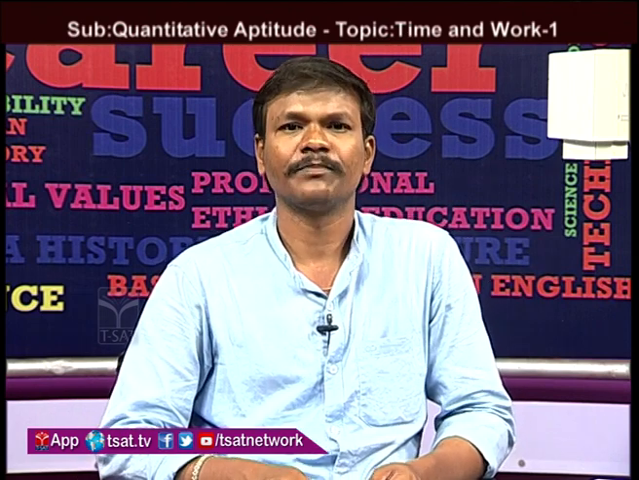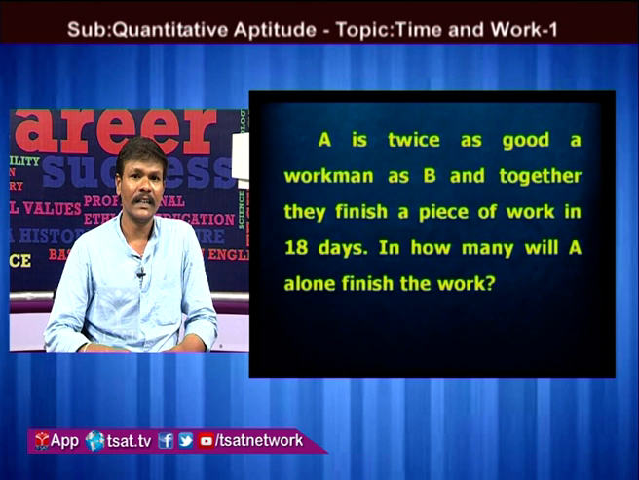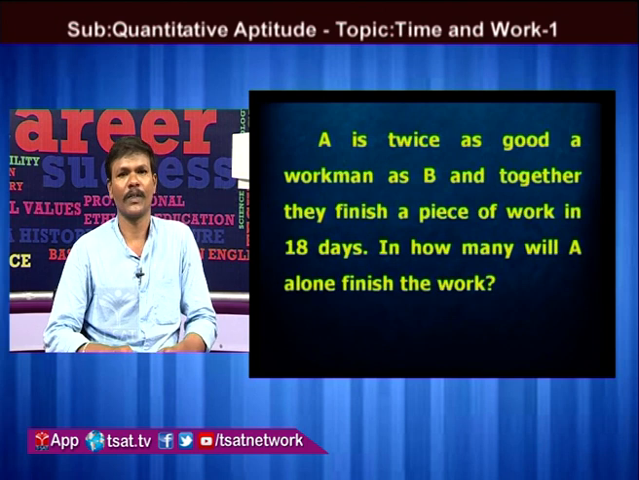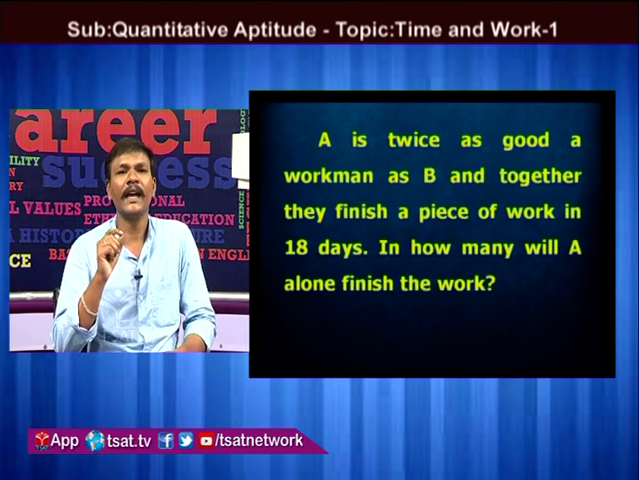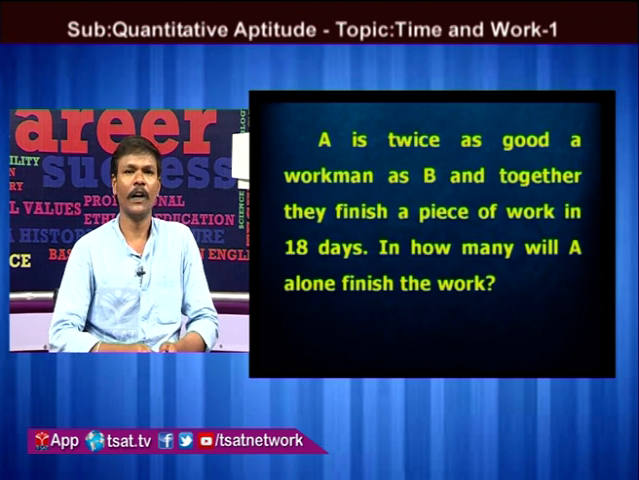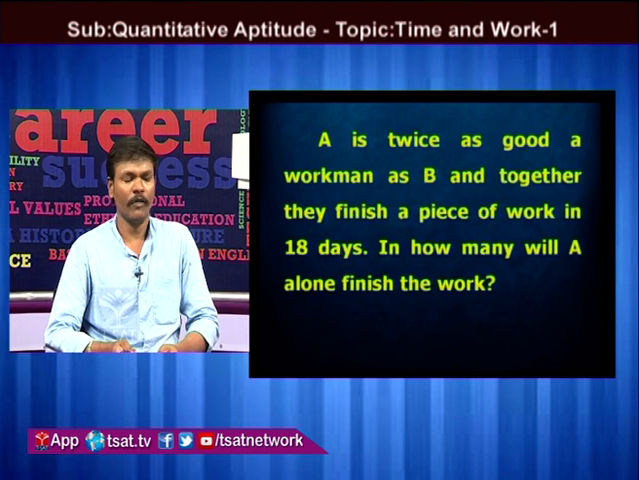Okay, this is the question: A is twice as good a workman as B, and together they finish a piece of work in 18 days. In how many days will A alone finish the work? What is the question? A is twice as good a workman as B, and together they finish a piece of work in 18 days. In how many days will A alone finish the work?